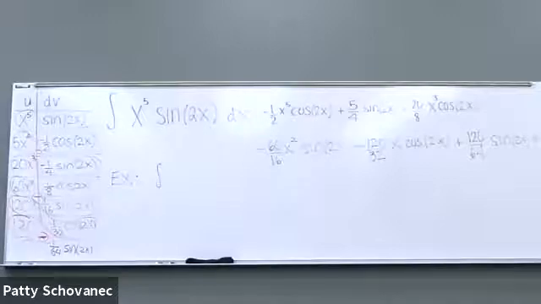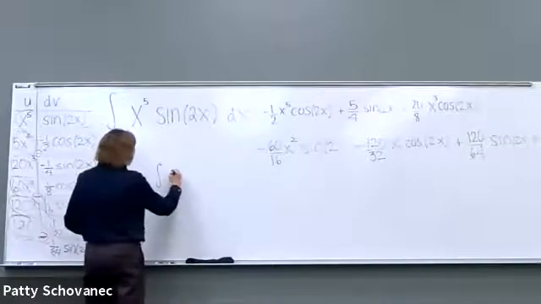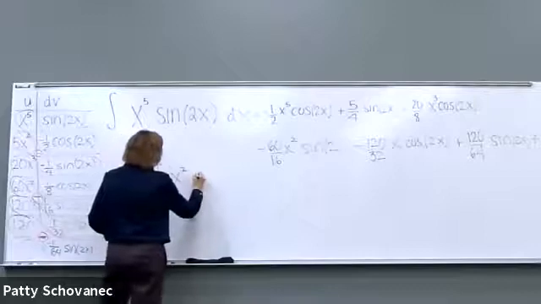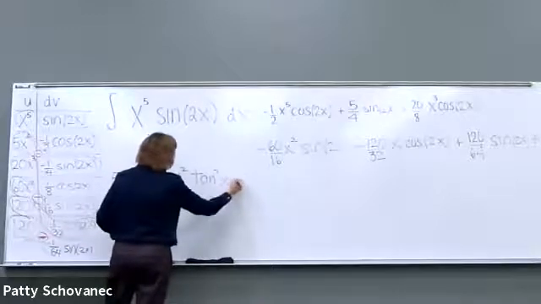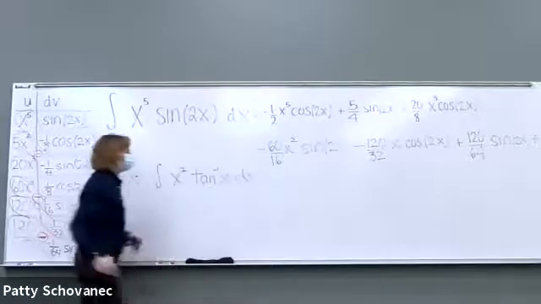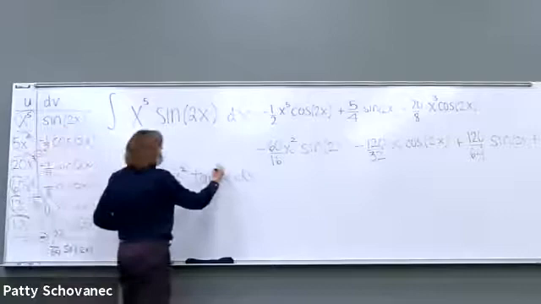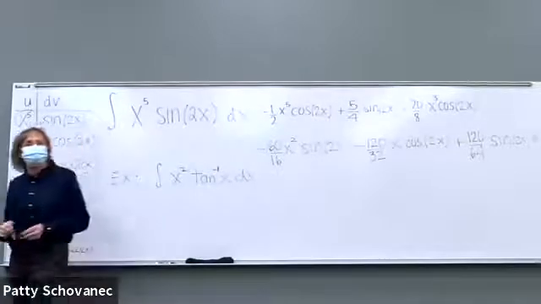Let's try integrating x squared times the inverse tangent of x. Now that x squared is going to make you say, well, I want to do this in table form. The only problem is you don't know what the antiderivative of the inverse tangent is.